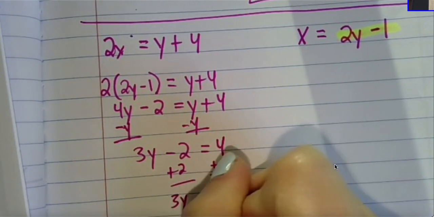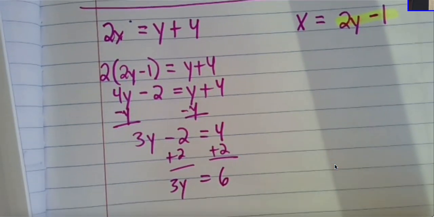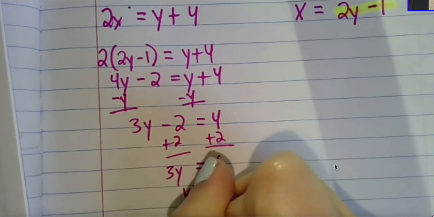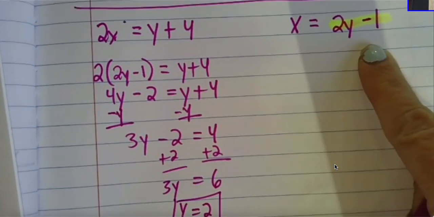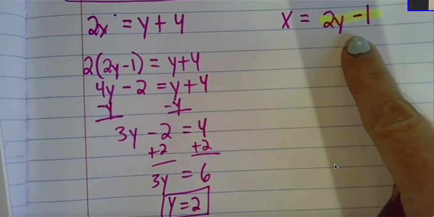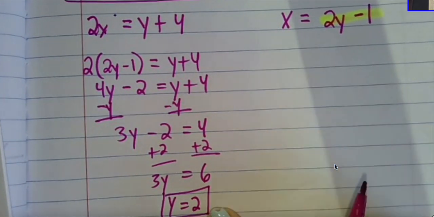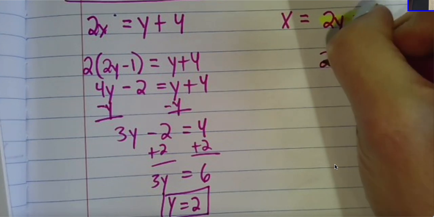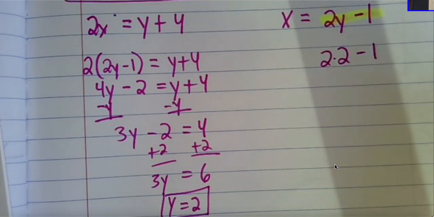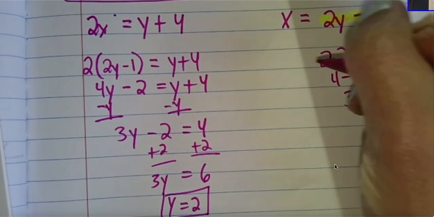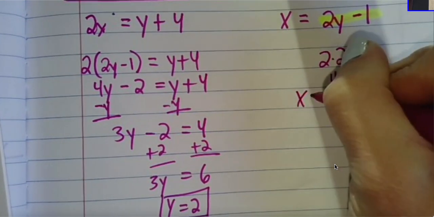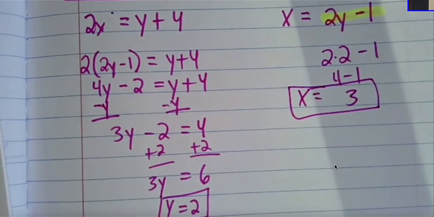So 3y equals 6. What is y going to equal? 2. Divide by 3, and y is 2. So y equals 2, and x equals 2y minus 1, so I can find out what x is. It's 2 times 2 minus 1. What is 2 times 2 minus 1? 3. Yeah, 4 minus 1 is 3. So x is 3.